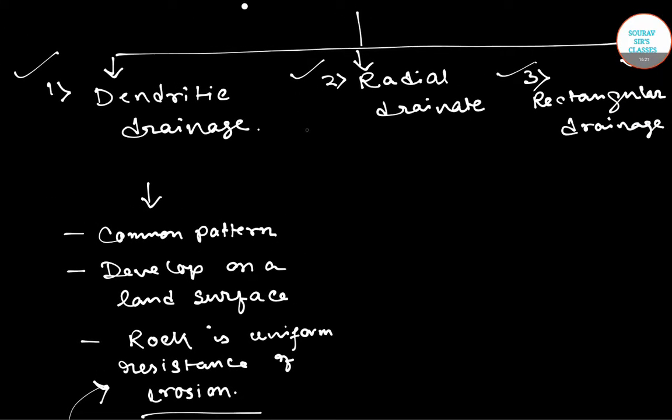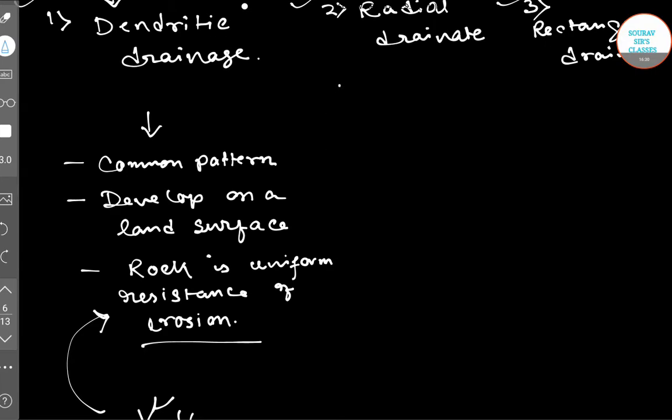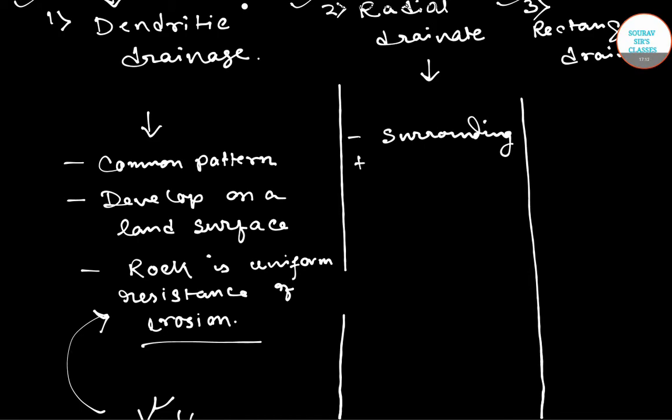So the second one was radial drainage, right? I'm just drawing a line to separate this. In the case of radial drainage, we can easily think of it as a radial zone. Radial drainage is a pattern that develops surrounding high topography, where elevation drops from the central high area to surrounding low areas.